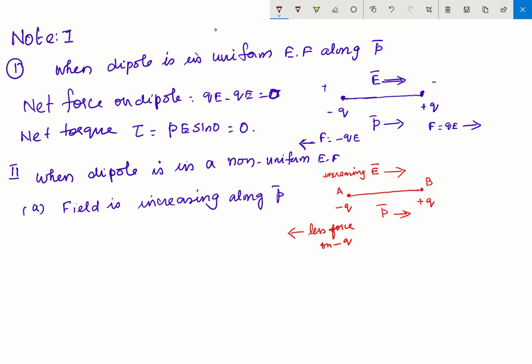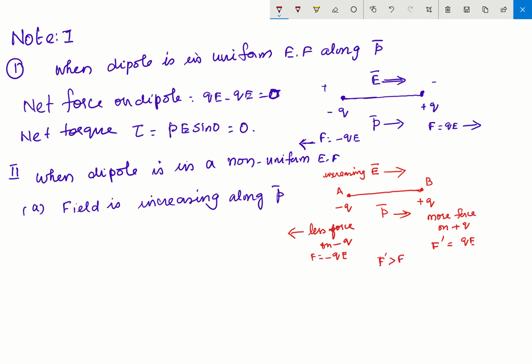Okay. And at B, because E is increasing from A to B, what is that? F is equal to Q into E. Now here, F is equal to minus QE, correct? Therefore, that will be less. But here, there is more force on plus Q. Okay, therefore it is F dash. Why is it not F? Because it is more, so I am representing it by something else, QE. Therefore, you know that F dash is more than F.